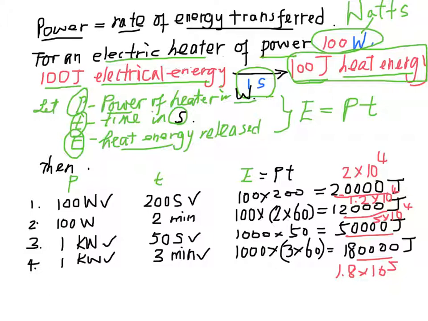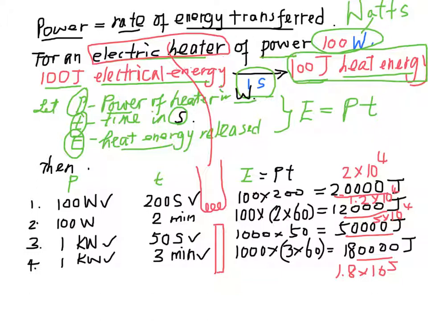Very often we use a symbol to represent an electric heater. The symbol for an electric heater may be in the form, we draw it like this one, or this one.